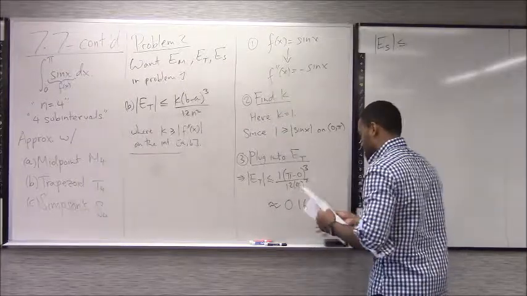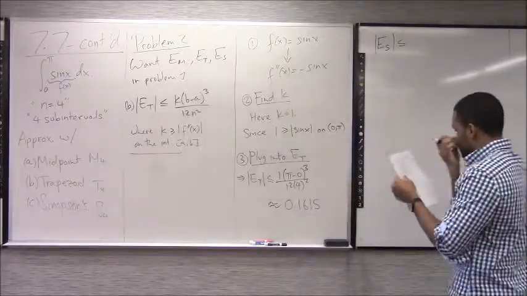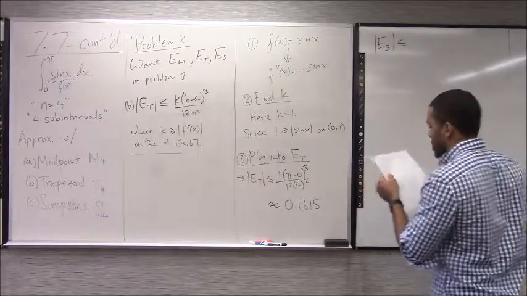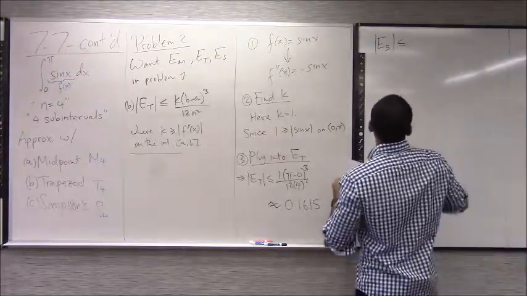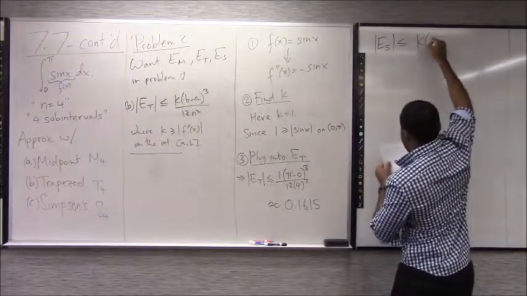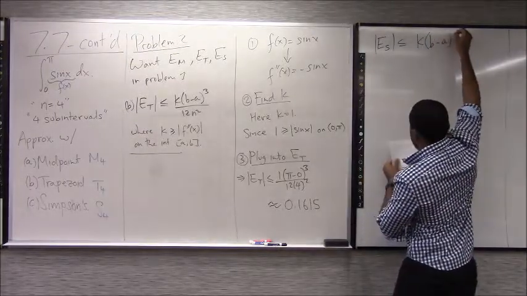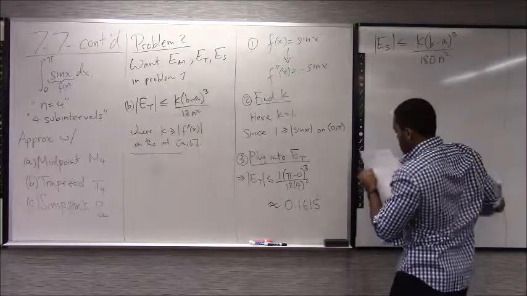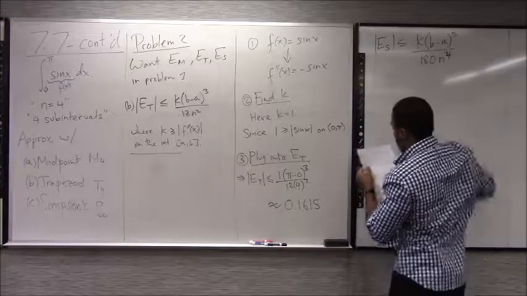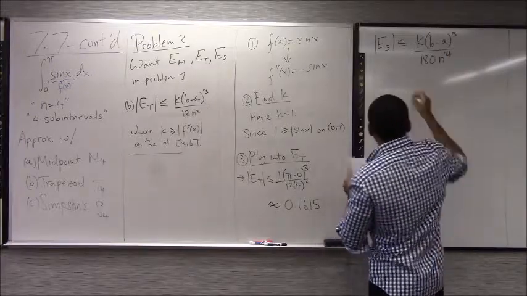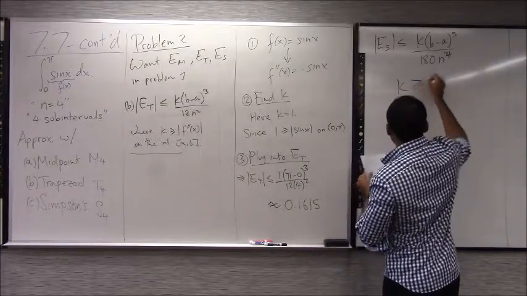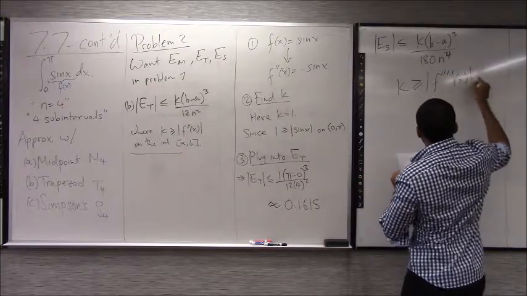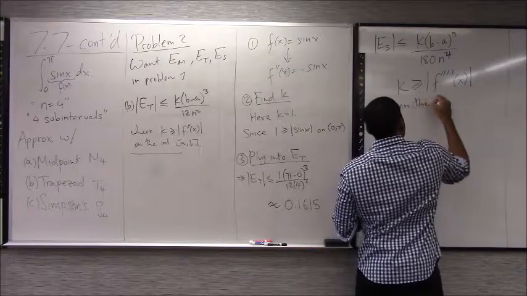ES is a little worse. You have to go through like 4 derivatives, but I think that would just end up with a positive sign. So this guy's a little bit more complicated. And to the 4th, such that k is greater than or equal to the magnitude of the 4th derivative on the interval.